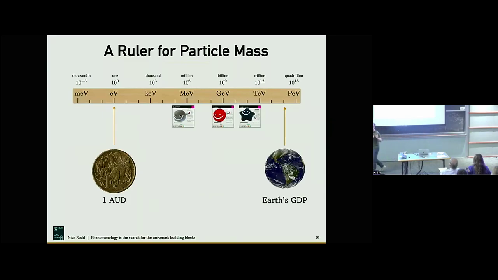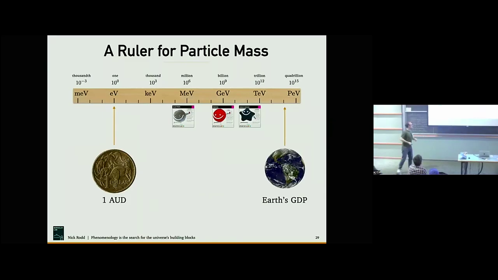For example, if I tried to use the same ruler to measure currency, everyone agrees the most natural currency to work with is the Australian dollar, and so you would start out at a value of 1. But if you go all the way up here, this ruler not only has space to go down to cents, it can already go up to the entire Earth's GDP.